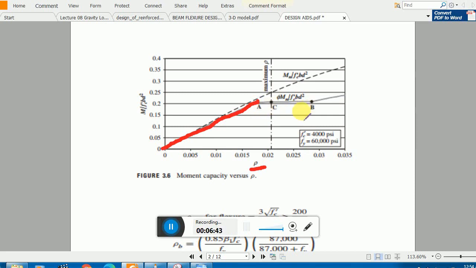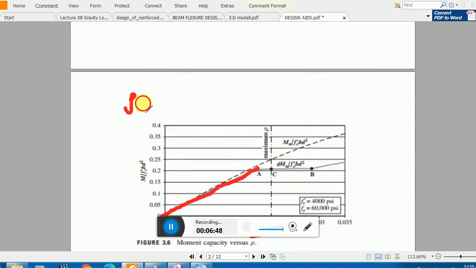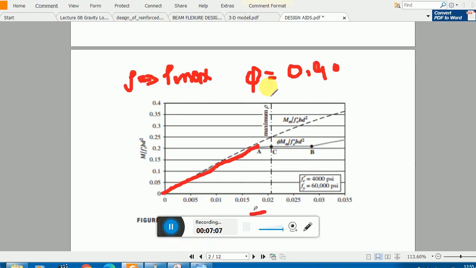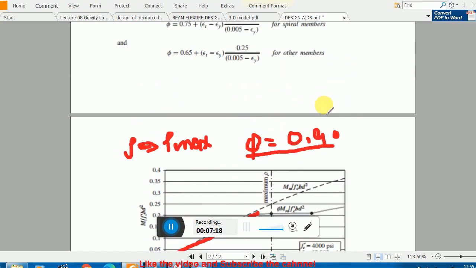Why? What is the reason? The reason is the phi value. When you increase your rho value up to a certain limit, you get your phi value of 0.90. But once your rho value reaches rho max, remember, rho max, then this value goes down again. It adopts a lesser value than 0.90. Remember, that is related with epsilon t.